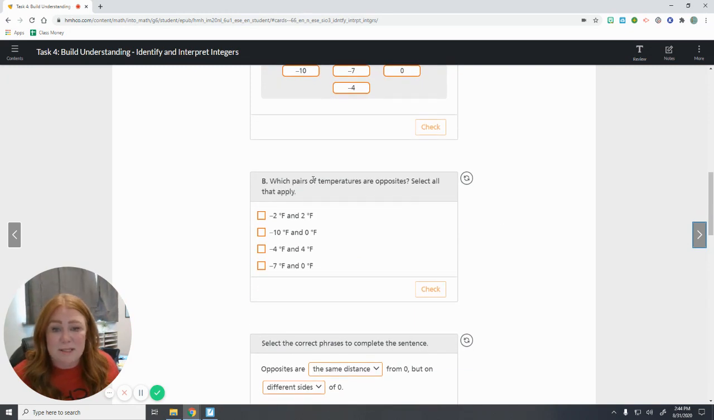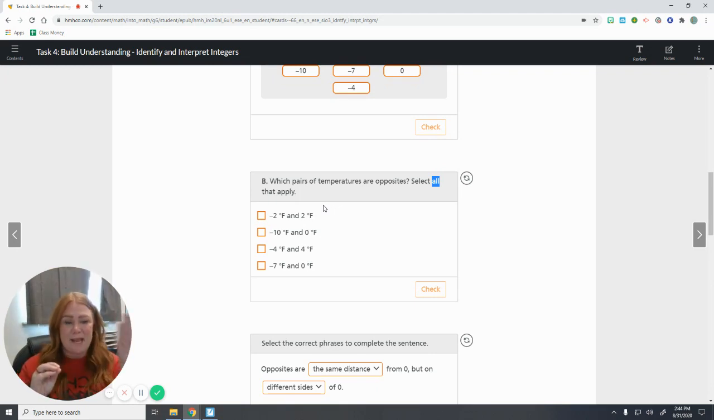Okay, now B wants us to find the ones that are opposites, and it wants us to select all of those. So there's not just one right answer. So look through and see anytime you have an opposite. For an example, if one day it was 5 degrees and another day it was -5, those would be opposites because they're the same distance from 0. So pause the video and look through and see which ones are opposites, and select any of them that you think are opposites.